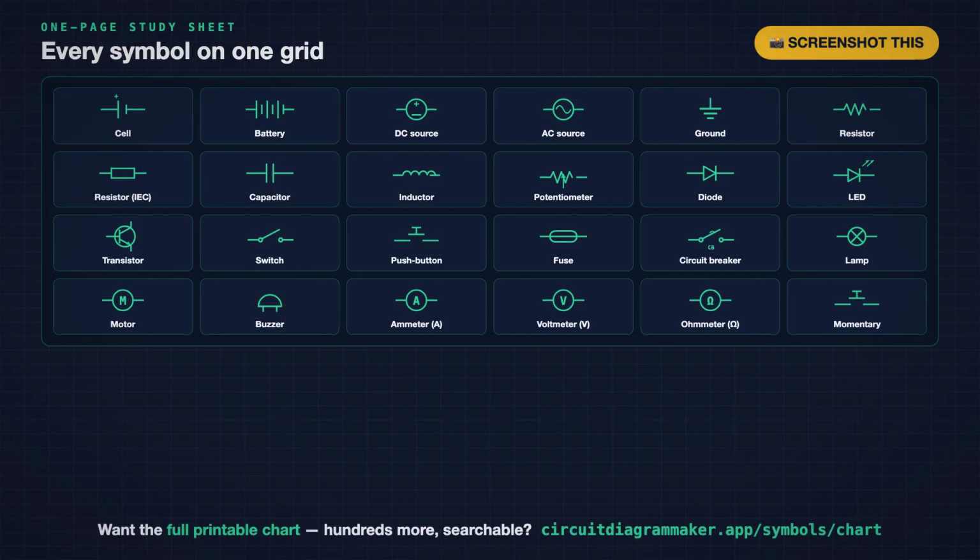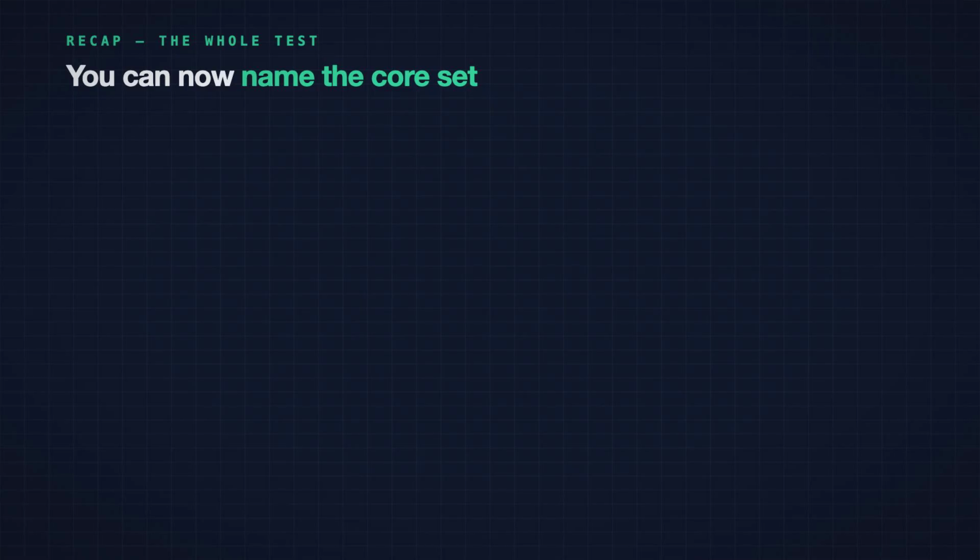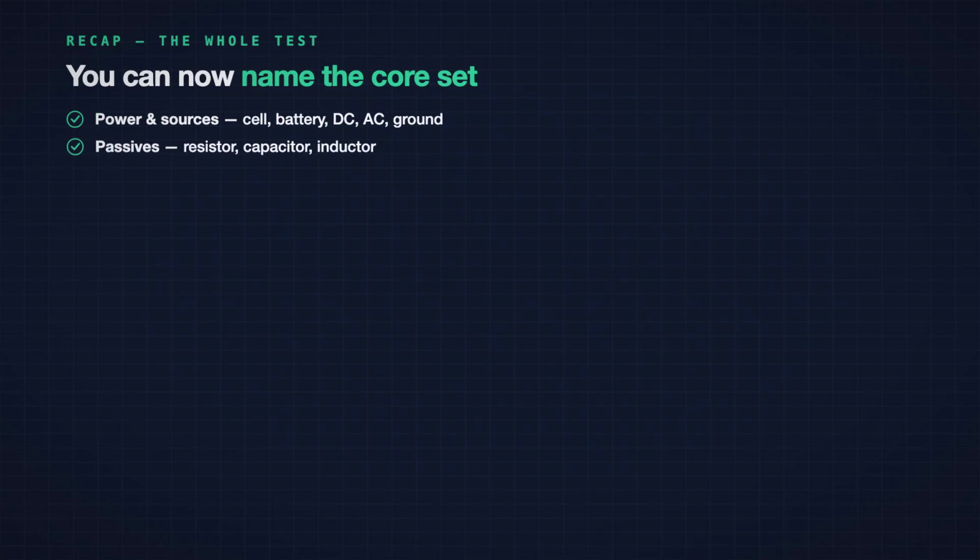Now the test. Here is how the quiz works. A symbol comes up with a big question mark. You get a few seconds, say the name out loud, or pause the video. Then the answer drops in. 8 symbols, easy to hard. Keep score. 6 or more, and you can genuinely read a schematic. Ready? Question 1.